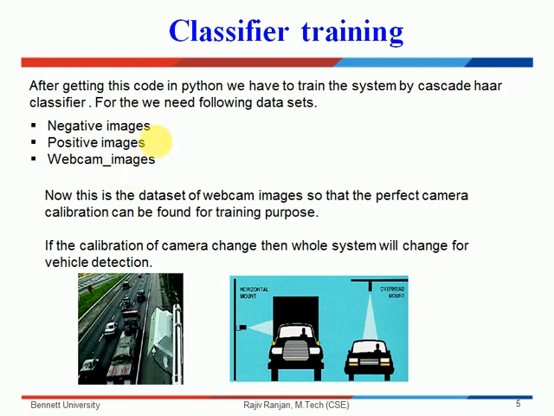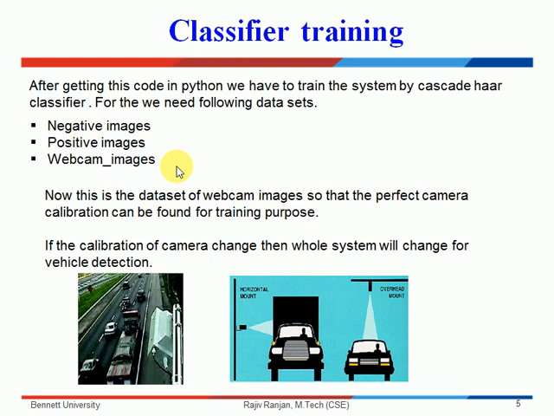Negative images include all the views which we don't want to be detected, like the views of road, the trees, and any other objects. The positive images are the real images of vehicles, and the webcam images are the images that we are recording, the part of the images that we are getting from the recordings of video surveillance.